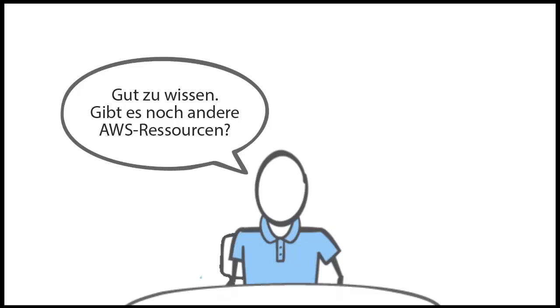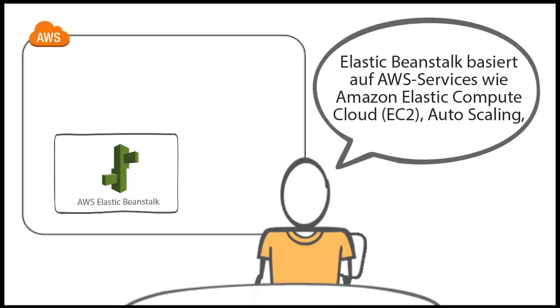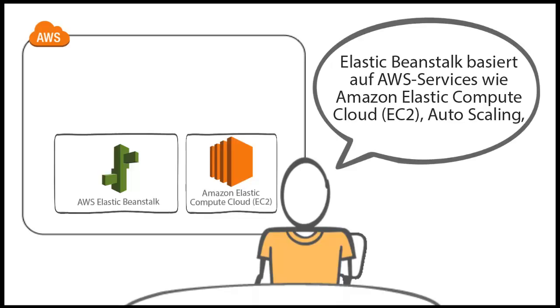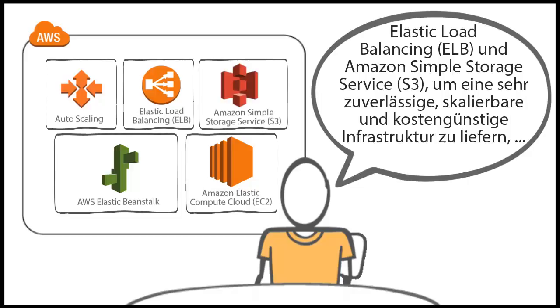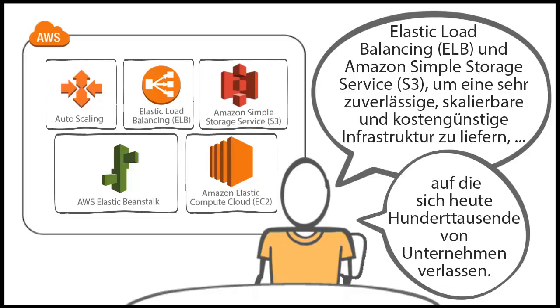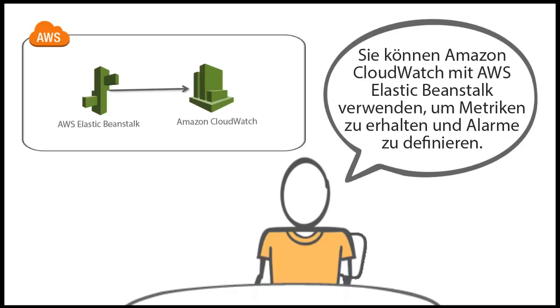Good to know. What are some of the other AWS resources? Elastic Beanstalk relies on AWS services such as Amazon Elastic Compute Cloud, auto-scaling, Elastic Load Balancing, and Amazon Simple Storage Service to deliver a highly reliable, scalable, and cost-effective infrastructure that hundreds of thousands of businesses depend on today. How do I monitor my application's performance? You can use Amazon CloudWatch with AWS Elastic Beanstalk to get metrics and set alarms.